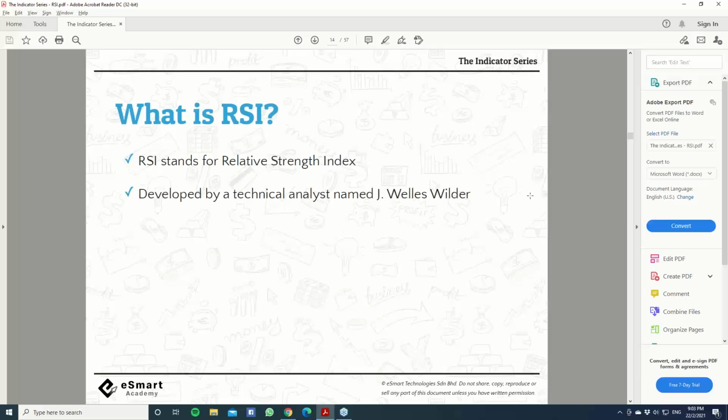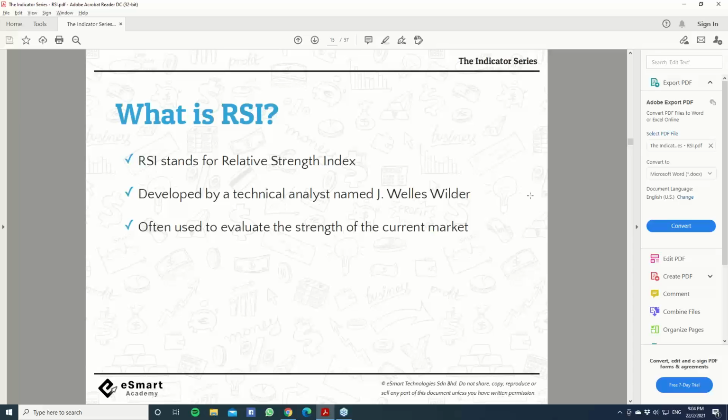It's developed by this person called J. Wells Wilder. Okay, but of course, whoever developed it obviously doesn't need to go and memorize it, right? But the important part is you need to know what is the strength of it. What is this indicator being used for?